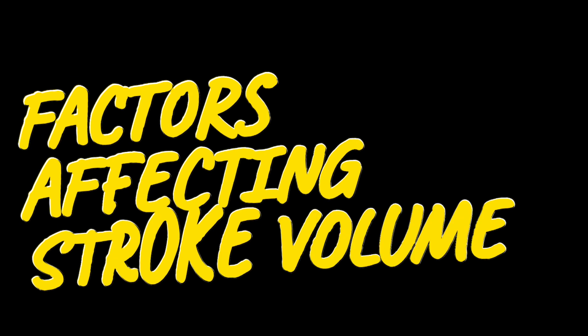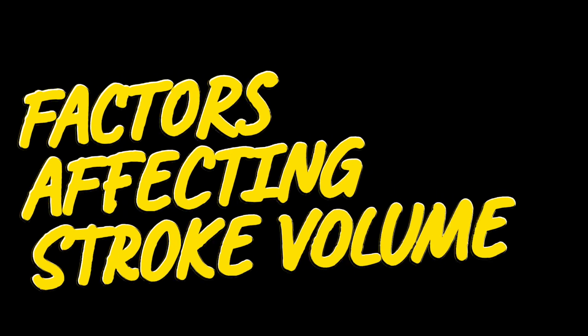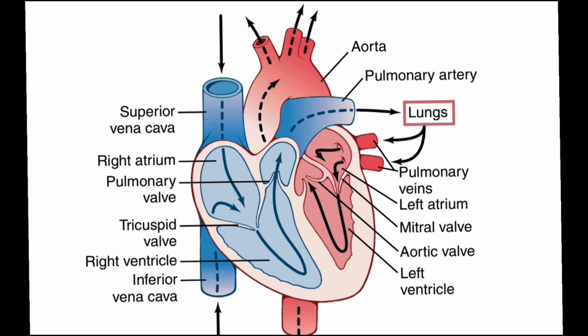Now let's know what is preload and afterload. So what is this preload? These are the critical factors that influence the stroke volume, that is the amount of blood ejected by the heart in one beat. So these terms describe different aspects of heart workload during the cardiac cycle.